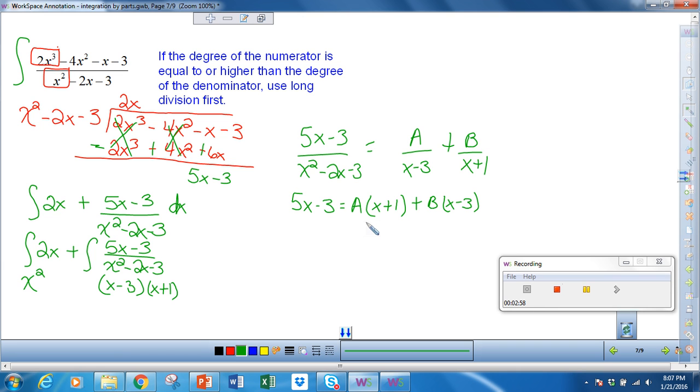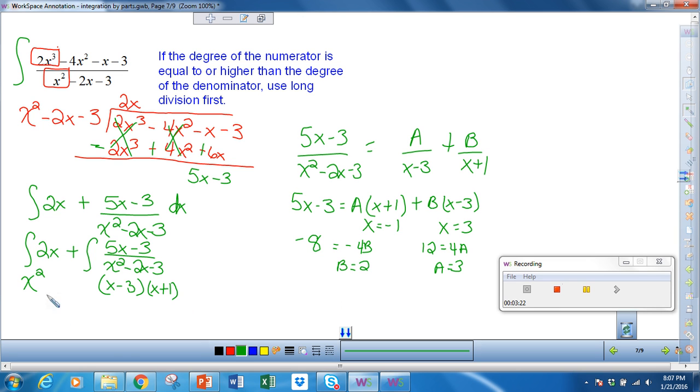Once again, we start by letting x equal negative 1, and we get negative 8 is equal to negative 4b. b is equal to 2. Then we let x equal 3, and we get 12 is equal to 4a. a is equal to 3. So we can integrate this.